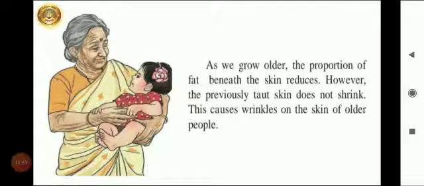Students, do you observe the skin of your grandparents or the skin of your younger sibling or a child? What difference can you see? As we grow older, the proportion of fat beneath the skin reduces. However, the previously stretched skin does not shrink. This causes wrinkles on the skin of older people because the fats are reduced in the skin, so your grandparents' skin is wrinkled.